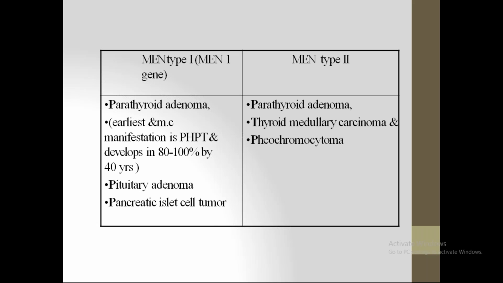Now coming to MEN 1, MEN 2. MEN 1, as I told you, has 3 P's: parathyroid adenoma, pituitary adenoma, pancreatic islet tumor. But in the parathyroid it's mostly hyperplasia, followed by adenoma. Then coming to MEN 2: parathyroid adenoma, thyroid carcinoma, and pheochromocytoma.